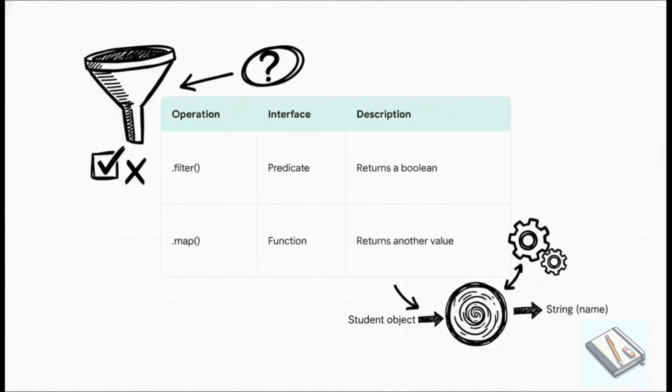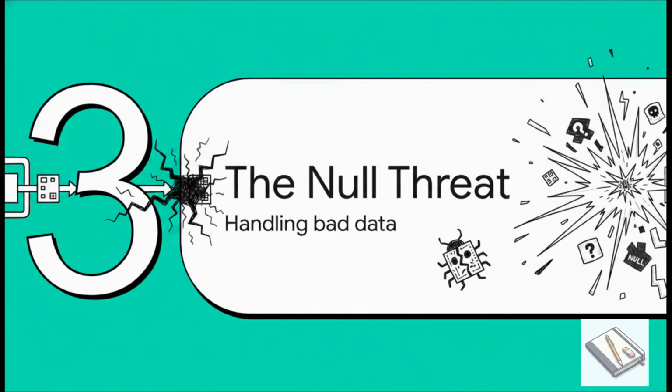And under the hood, those Lambda expressions are just implementations of Java's functional interfaces. The .filter method expects a Predicate, basically a function that takes our student object and returns true or false. If true, the student stays in the stream. The .map method expects a Function, which takes one value, like our student object, and returns a completely different value, like the String of their name. Simple, right? But wait.